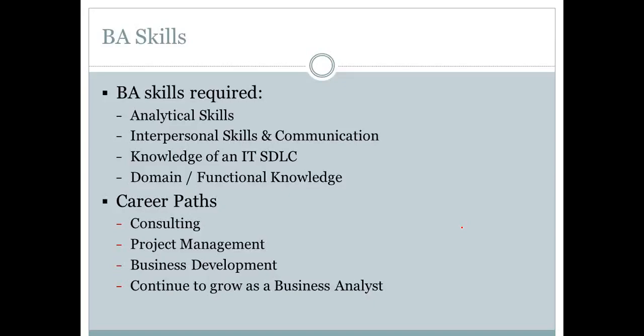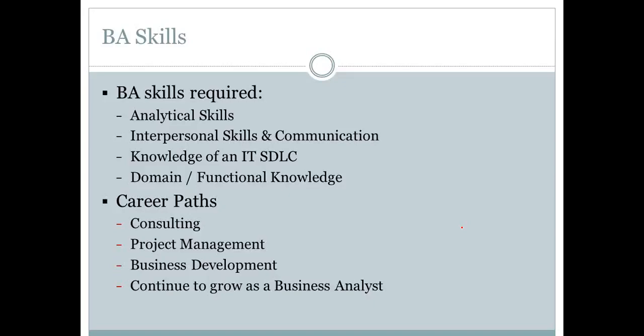Some of the career progression could be into consulting, wherein you gain a significant amount of experience and knowledge in a particular domain, like banking or retail. You understand the technology and the business, so you get into consulting roles. Rather than taking the requirements from the customer, you'll be in a position to tell the customer what they need to do. That's basically consulting. You can also get into project management roles, because you are already doing a lot of coordination here, so you extend that.